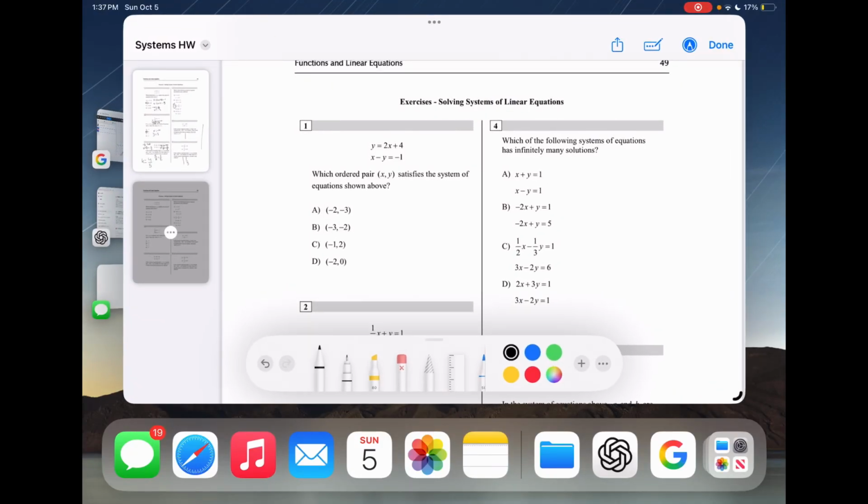Hey everyone, in this video we're going to go over some exercises with solving systems of linear equations using Desmos.